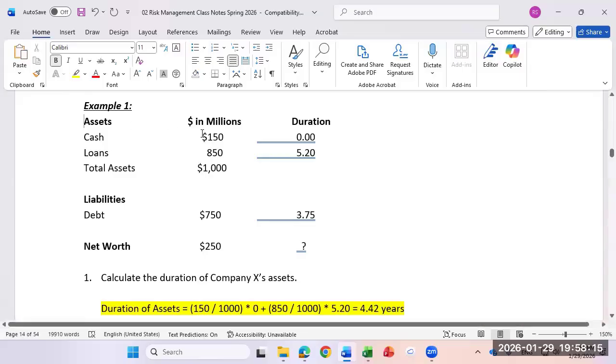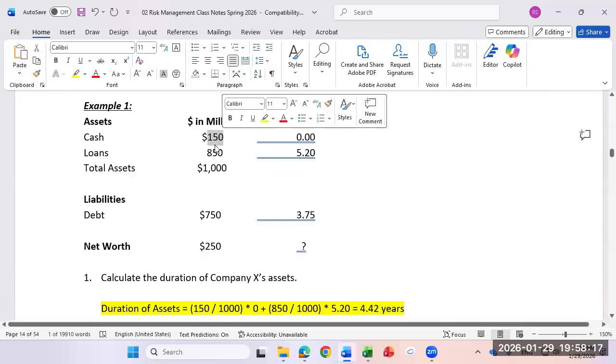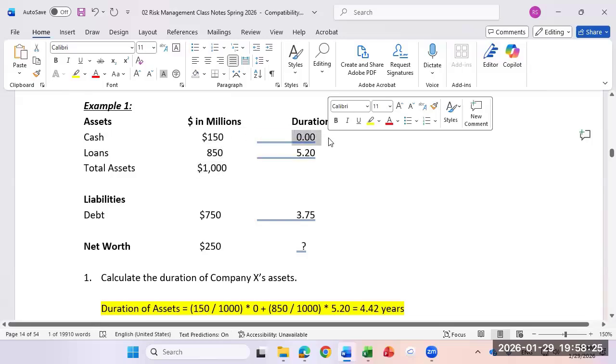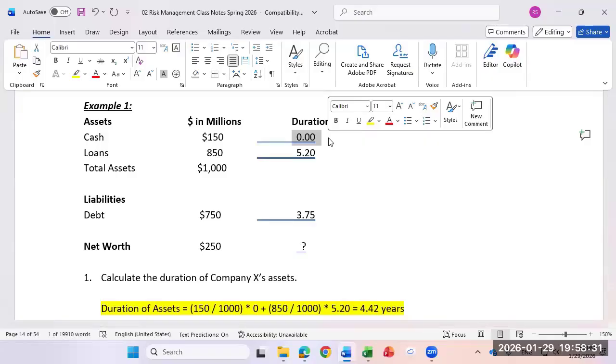But here's a bank that has cash, $150 million, and loans of $850 million. So they have $1 billion in assets. The duration of cash is 0, just by definition. If you have a money market account, that duration is 0. If you really think interest rates are going to rise, then stick all your money in a money market account, wait for rates to rise, and then go invest. So money market, pretty short.